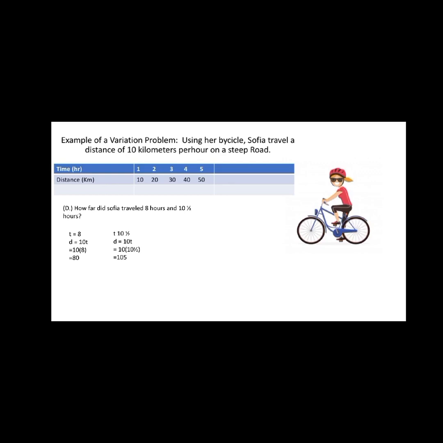And now let us try it for 10.5 hours. The time will be 10.5 hours and the rate will be 10, to be multiplied by 10.5 hours. So 10 times 10.5 hours is 105 kilometers. So it means that 105 kilometers is the distance traveled in 10.5 hours. This is an example of a direct variation, showing the relation of the distance and the time traveled. This problem is related in both math and science since they both study distance and time.